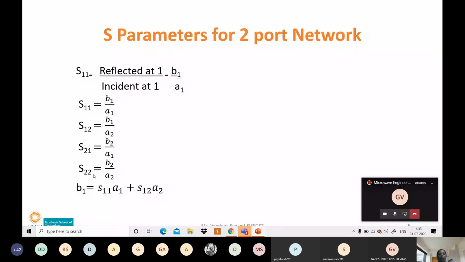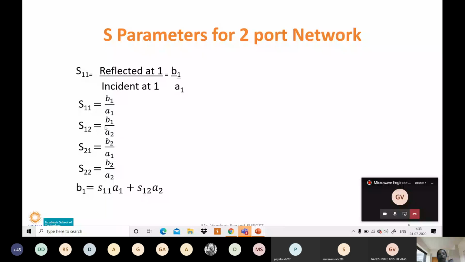Okay, B1 is equal to S11 A1 from this equation. Similarly, B1 also depends upon this relation: S12 is equal to B1 upon A2. So B1 is available in the first two equations. In the third and fourth equations, B1 is not available. So by considering the first and second equations, we can write the equation for B1.